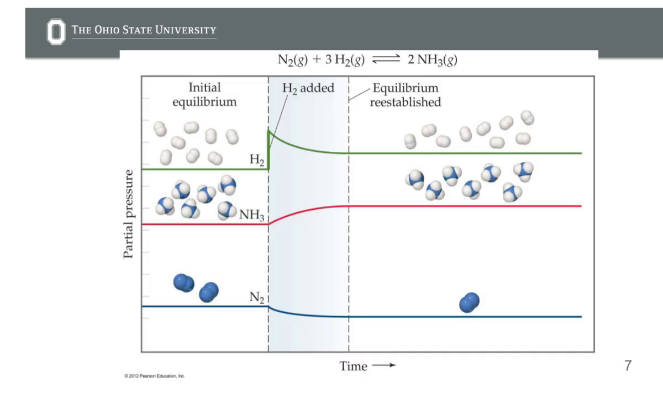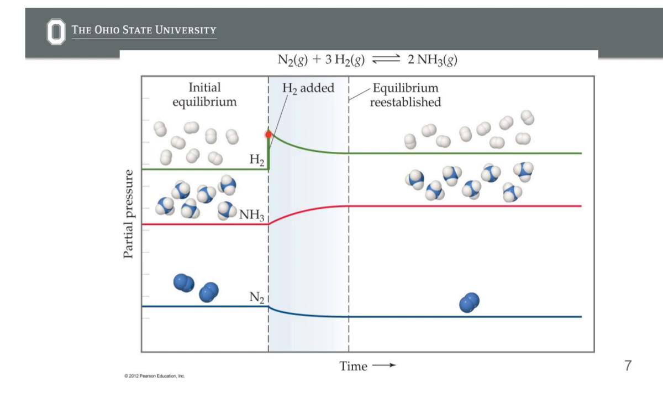Here's a graphical example of adding hydrogen to our ammonia formation reaction. In this graph, we have partial pressure of the gases on our y-axis and time on the x-axis. And we have reached equilibrium. We have different concentrations of hydrogen, ammonia, and nitrogen in their stoichiometric proportions, at least they should be.